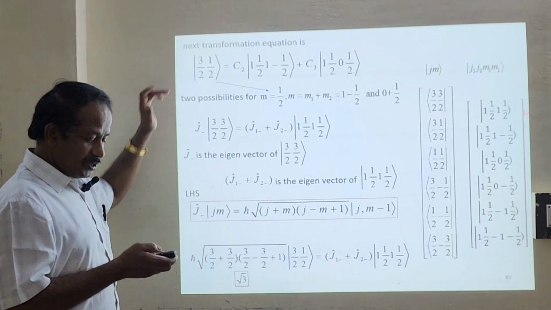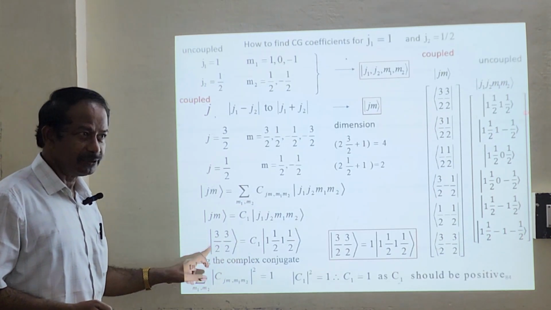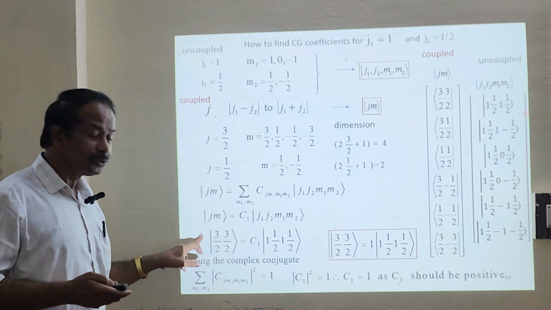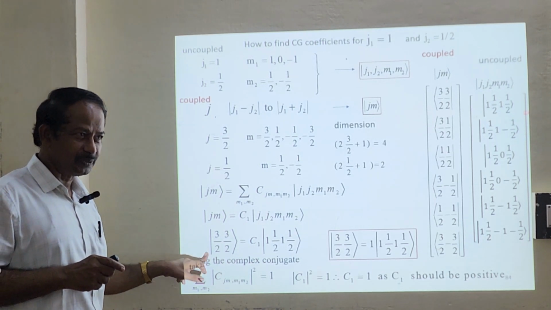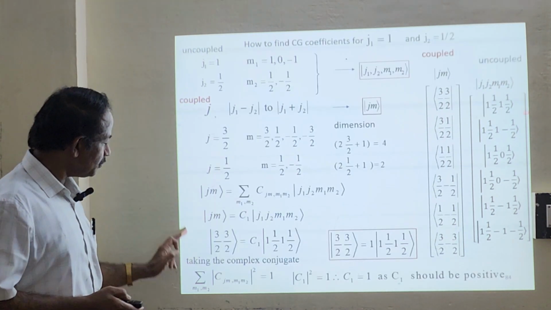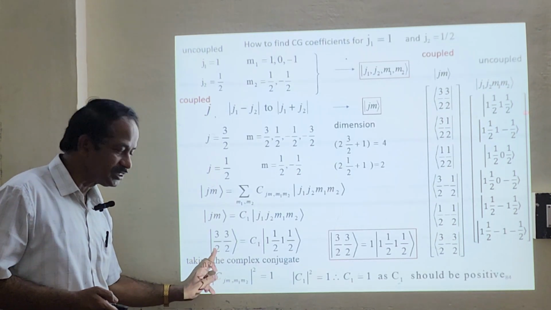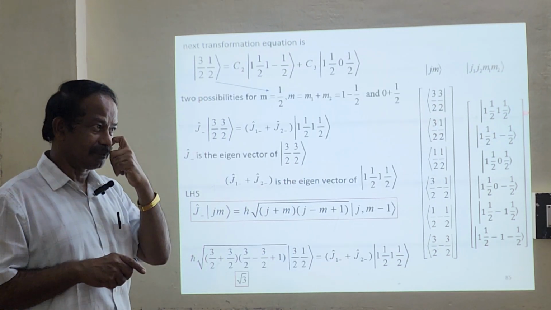Okay. Now you just see here, we have already calculated C1, 3 by 2, 3 by 2. Now I am going to use the raising and lowering operator to get this value. So this is your |3/2, 3/2>, correct? This is your j, m. I am going to use a raising or lowering operator.